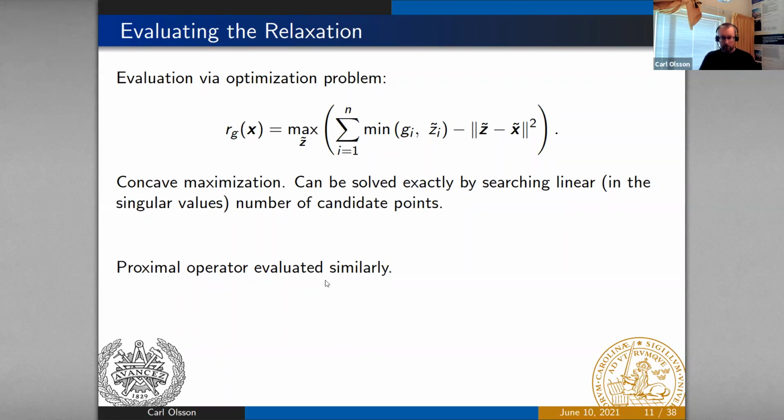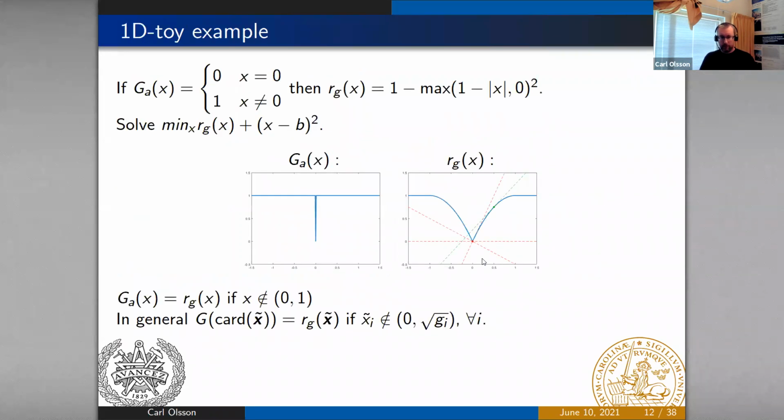You can also do a proximal operator. You can compute the proximal operator of this one almost in exactly the same way as you evaluate this. So here is one example of what it looks like. This one-dimensional version, g is 0 when x is 0 and 1 otherwise. This is my unrelaxed version, and here is the relaxation. And this is the expression for it.